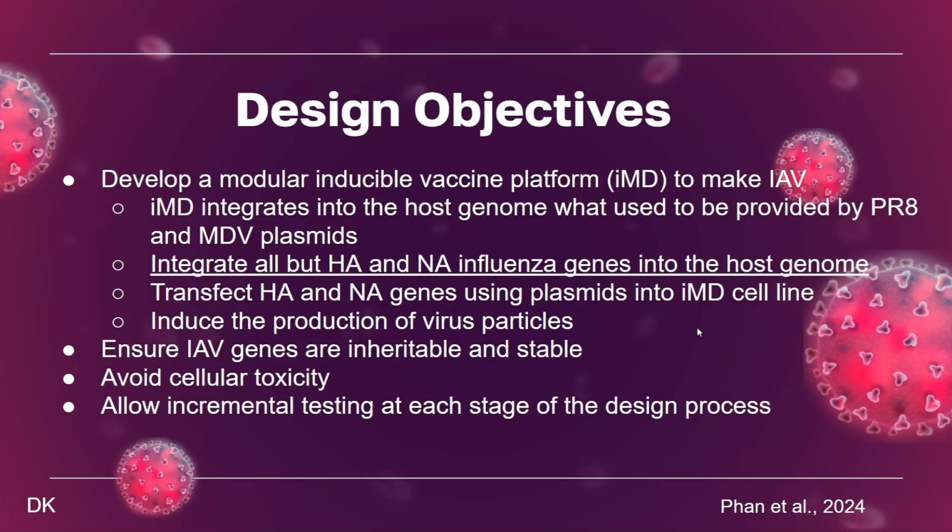And then subsequently, we will induce production of virus particles by 2 chemical compounds that we'll discuss in a moment. Second objective is we want to ensure that these viral genes are inheritable and stable. So we want to make sure that they're passed on to their progeny. We want to make sure that we avoid cellular toxicity. And we also want to make sure that we can incrementally test each cell line, intermediate cell line, at each stage of the design process.